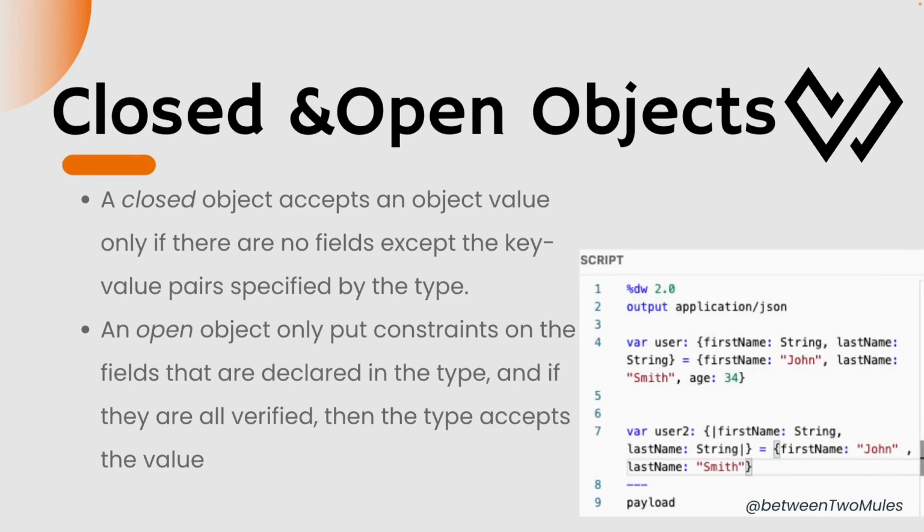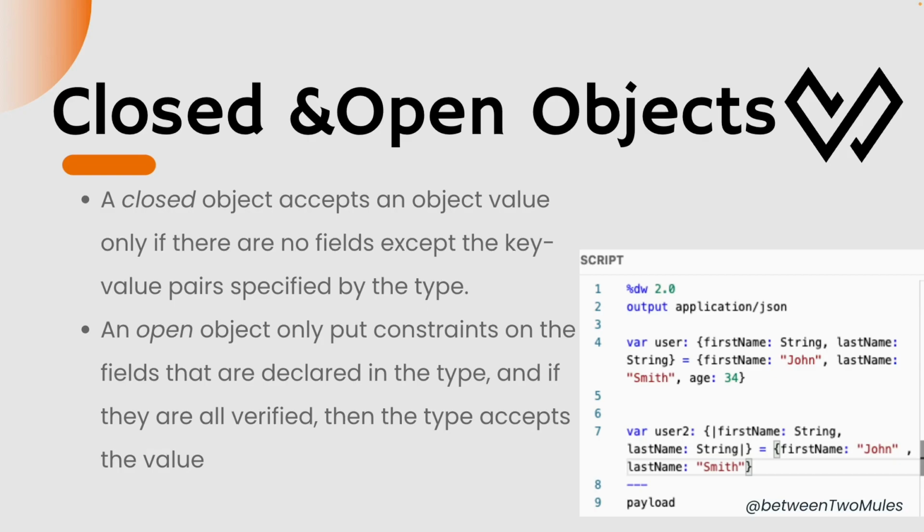So let's talk about closed and open objects. A closed object accepts an object value only if there are no fields except the key value pairs specified by the type. And an open object only puts constraints on the fields that are declared in the type, and if they are all verified, then the type accepts the value. So what do I mean by that?